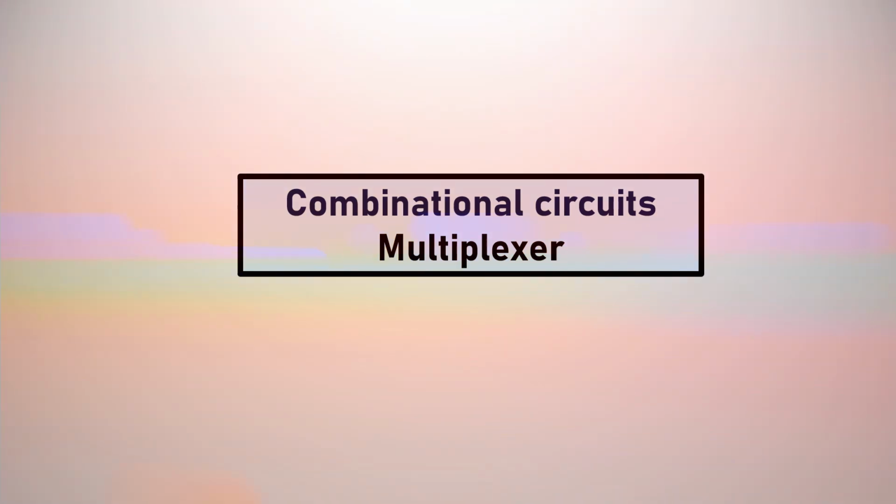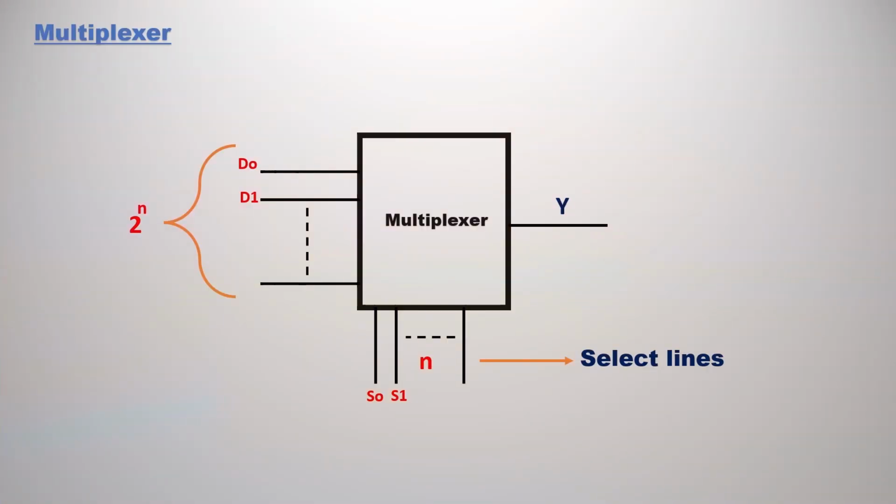In this video we are going to discuss the concept of multiplexer. This is a very important concept in digital electronics and it is also part of combinational circuits. So let's get started. If you observe, this is the basic block diagram of a multiplexer.